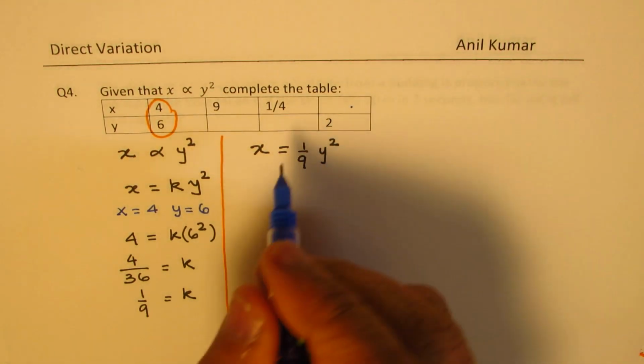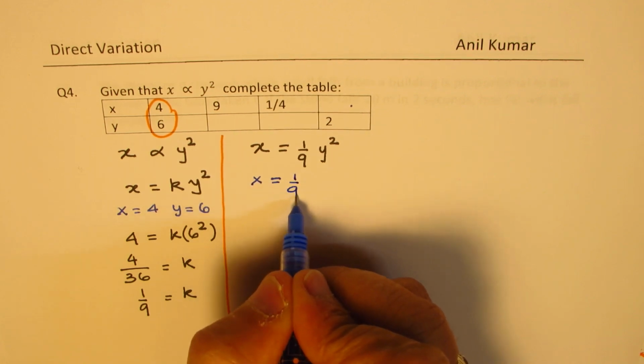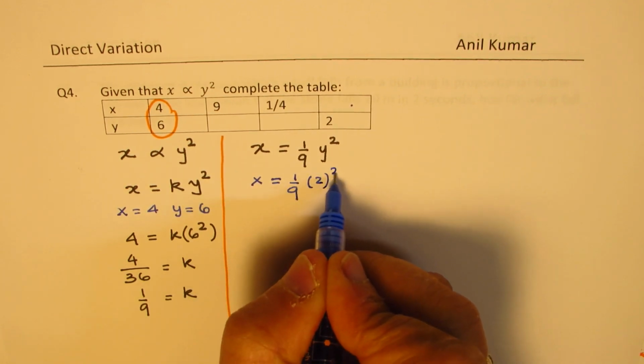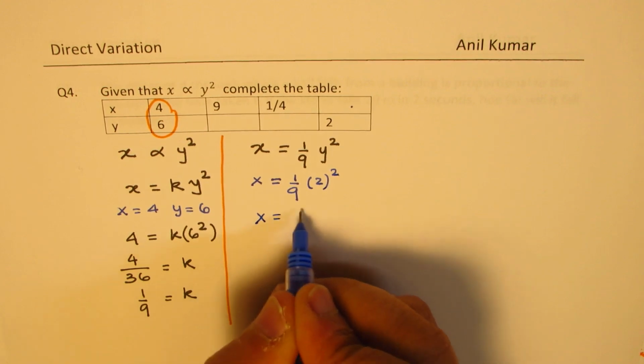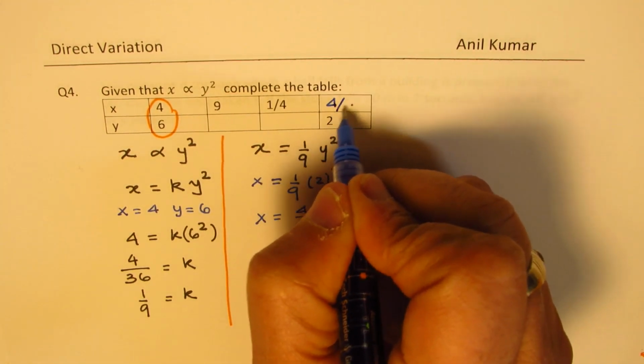So for y equals 2, we can find x is 1 over 9 times 2 squared, or x is equal to 4 over 9. So we get this value here as 4 over 9.